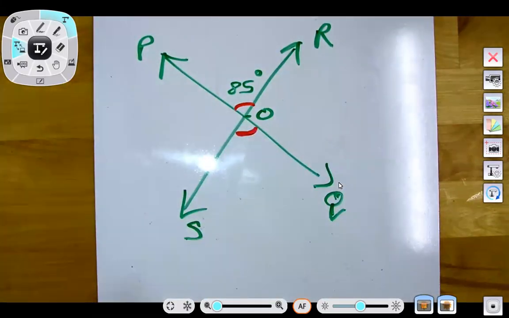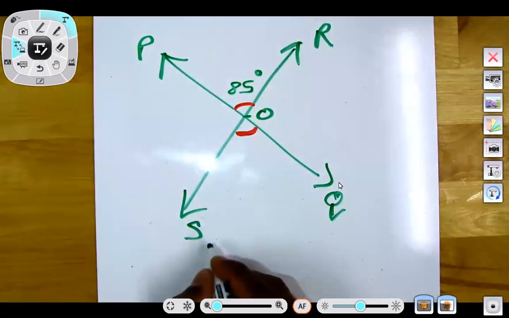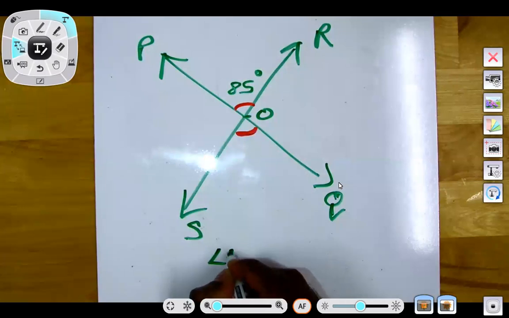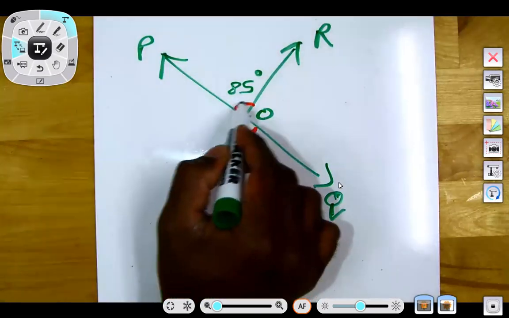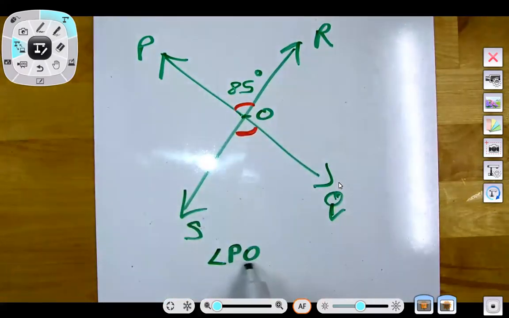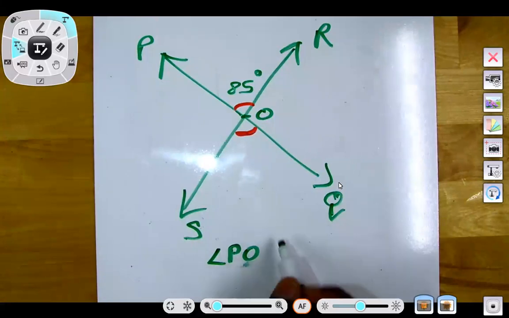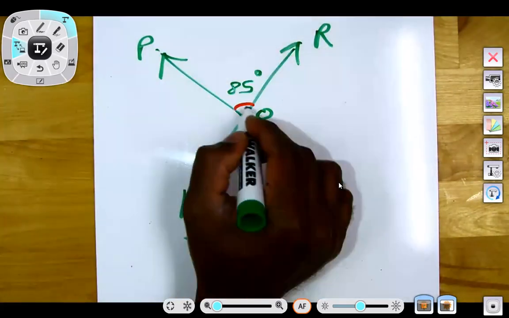So in here, we don't have a name for the angle, so we have to create it. So we can say angle POR. Always the vertex, or the point where the angles form, has to be in the middle, which is O. So when somebody sees it, they know POR is this angle.